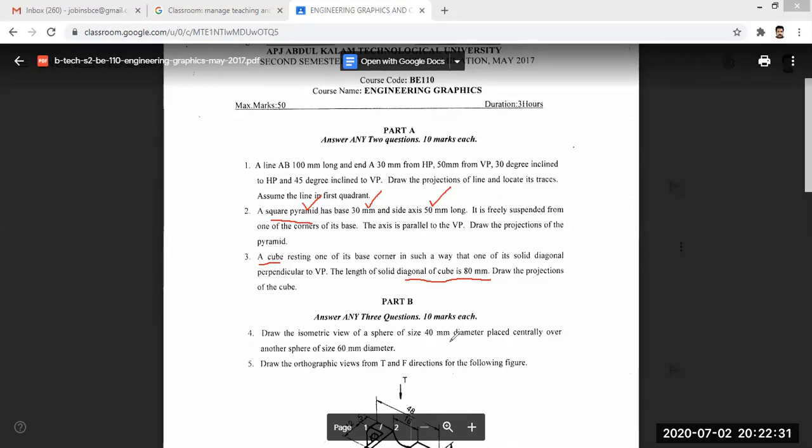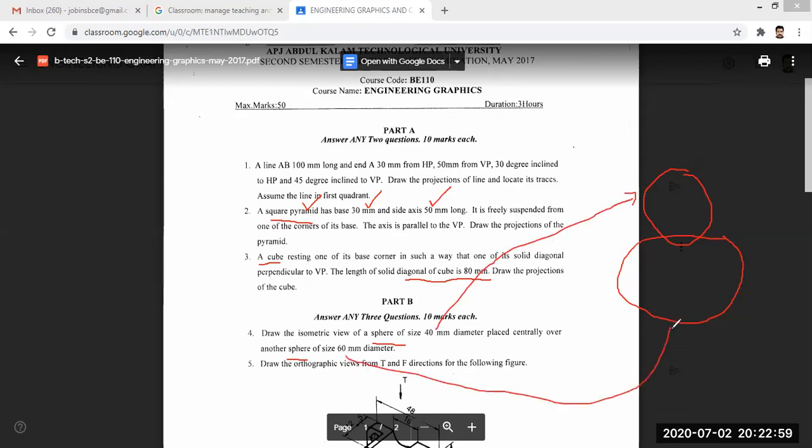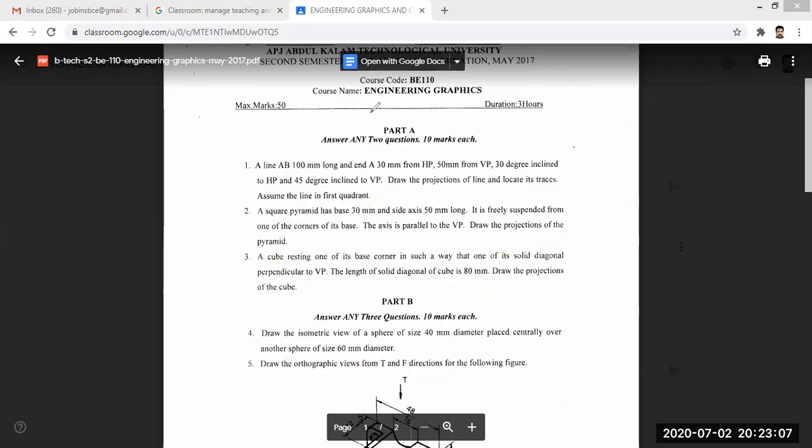Then the next step is you have to create the 3D image of a sphere over another sphere. That means, imagine there is a football, and on the top of the football there is another, say, cricket ball. That means a sphere over another sphere. The smaller diameter is 40 and the larger diameter is 60. So you have to draw the 3D object in Fusion 360, a sphere over another sphere. This is the next assignment.